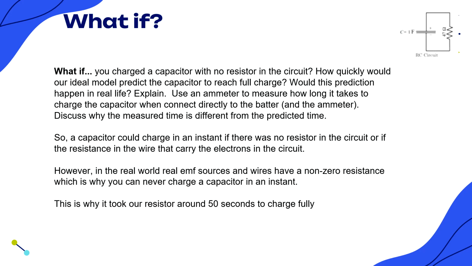And so for a what-if, a capacitor could charge in an instant if there was no resistance in the circuit, or in the wire that carries the electrons. However, in the real world, EMF sources and wires have non-zero resistance, which is why you can never charge a capacitor in an instant. That's why it took our resistor around 50 seconds to fully charge.